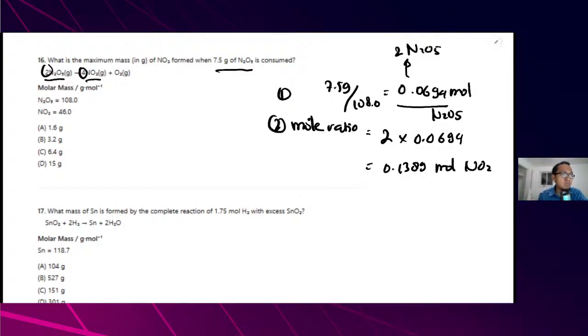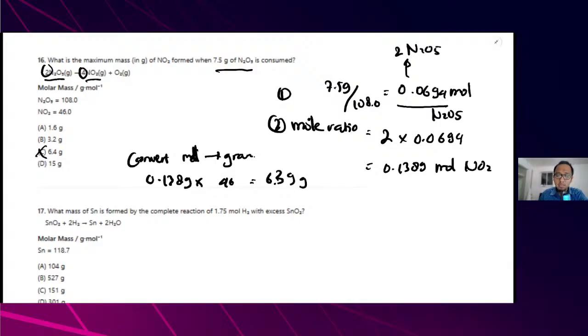Now we need to determine the maximum mass. Just convert moles to grams. It's pretty easy. 0.1389 times 46, so we get 6.39 grams. So the answer should be C.